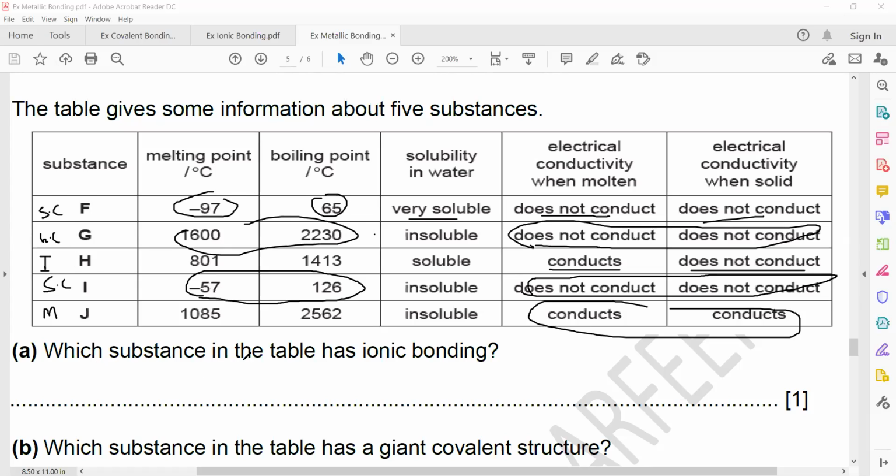Now the question is, which substance in the table has ionic bond? H.